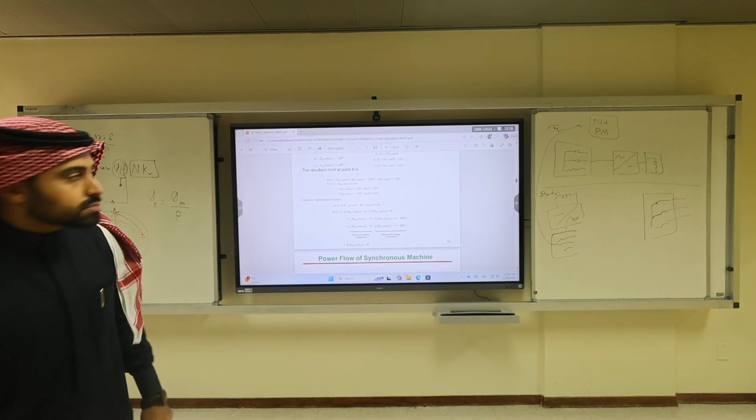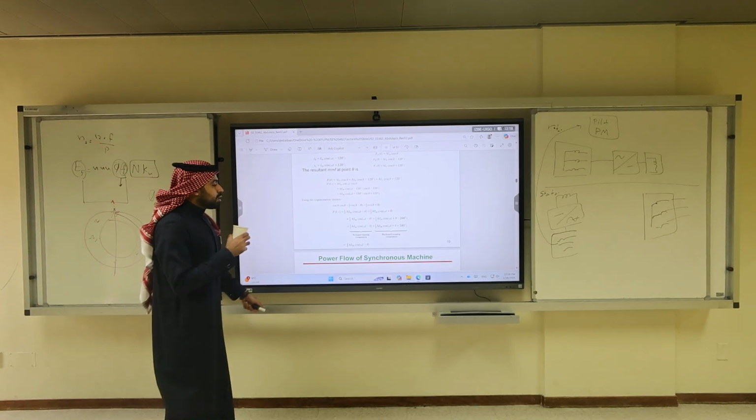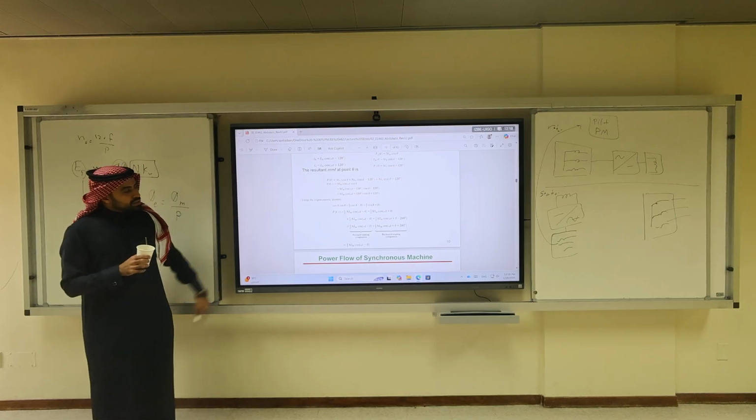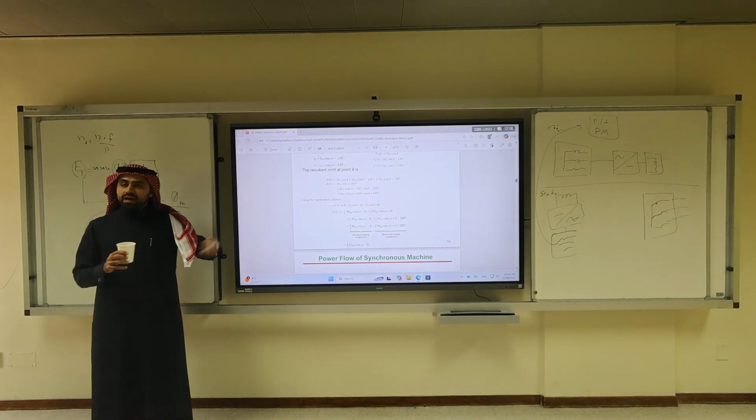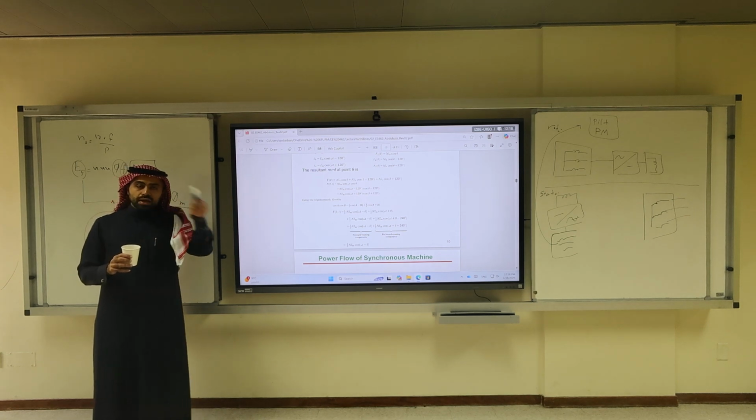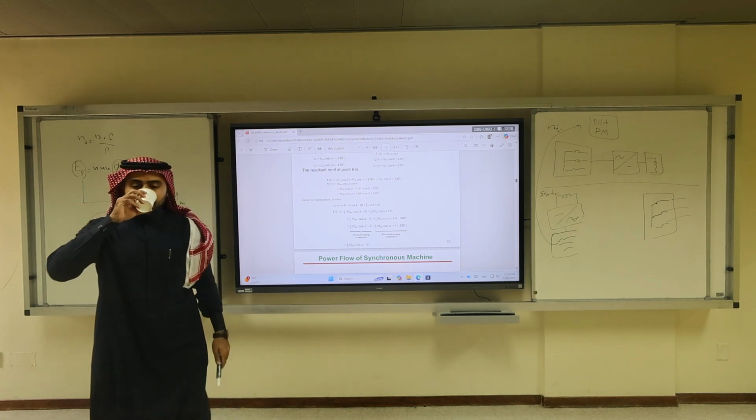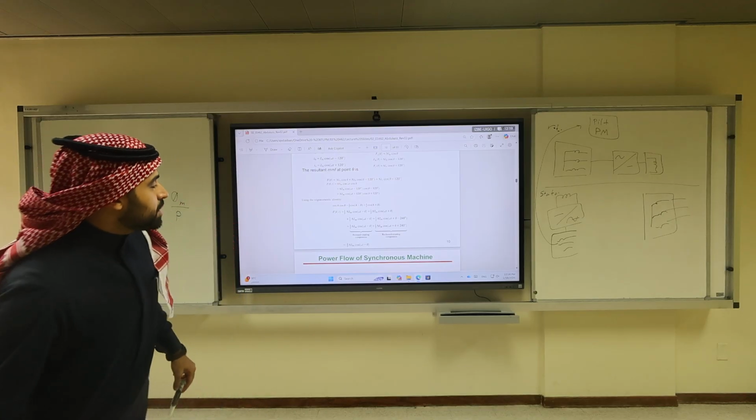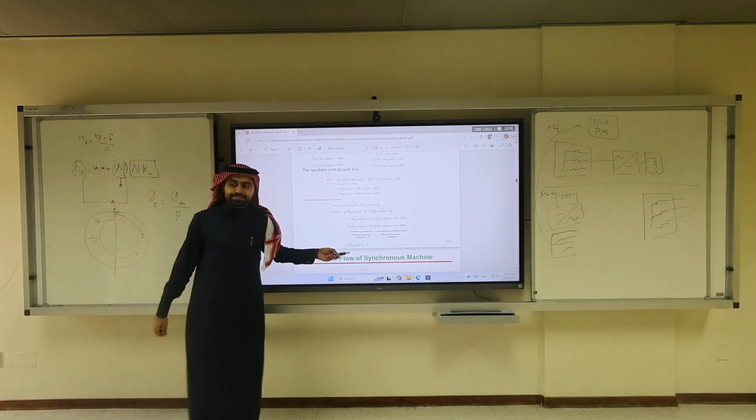Okay? This may answer the question of why we always have 3-phase, if we have a rotor rotating on a 3-phase winding machine. So any question about slide number 10?